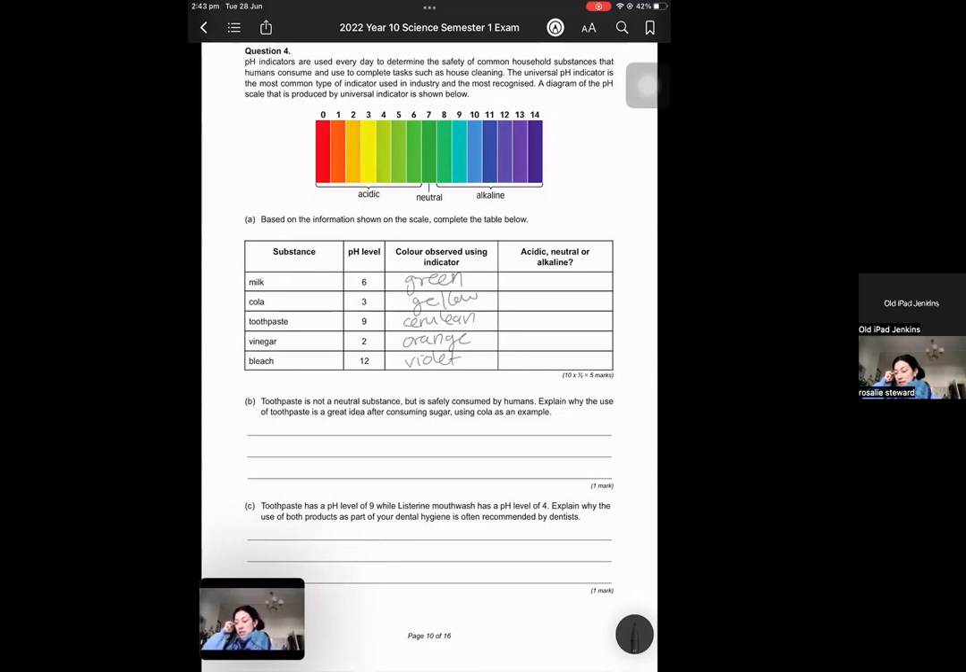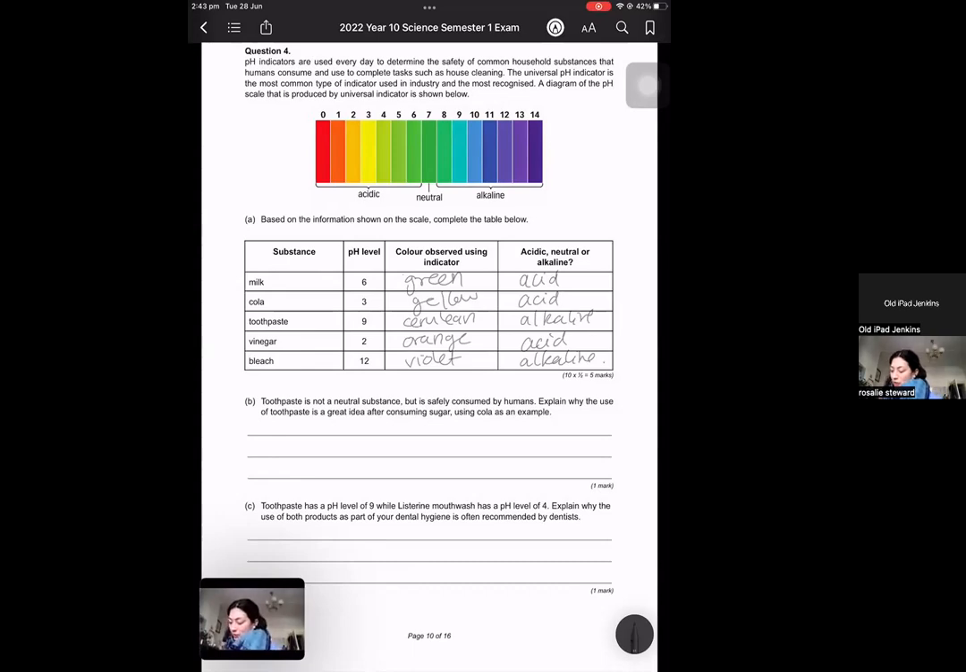And just say acid, neutral, or alkaline. Clearly, this question here, some of you thought that milk was neutral. It's not, at least according to this diagram. And you may know in your head that milk is somewhat neutral, but this diagram very clearly puts it in the acidic section. So it has to be acidic. Cola, acidic, we know. Toothpaste, alkaline. Orange, acidic. And violet, alkaline too.